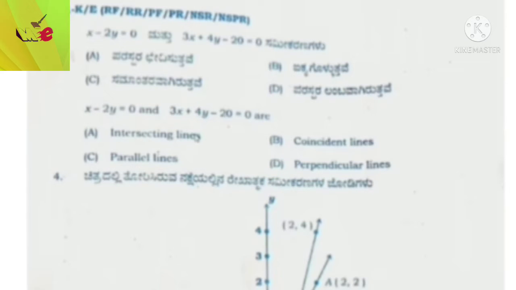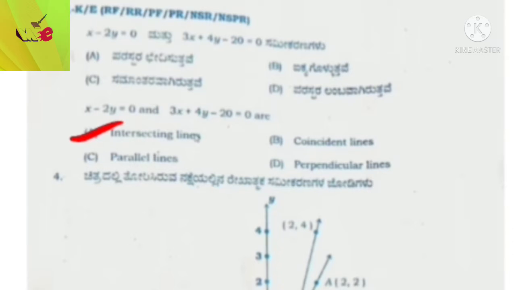Third one: x minus 2y equal to 0 and 3x plus 4y minus 20 equal to 0 are, option A, intersecting lines. You compare the ratio of coefficients, 1 by 3 and this one, minus 2 by 4, simplify means minus 1 by 2. 1 by 3 is not equal to minus 1 by 2, so option A is the right answer.